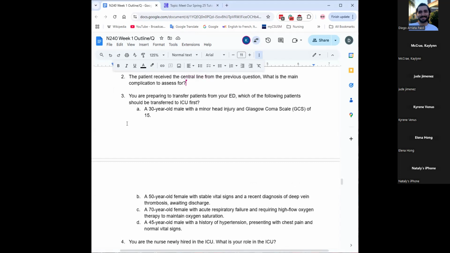Cool beans, guys. So number 3 is an actual question. You're preparing to transfer patients from your ED. Which of the following patients should be transferred to ICU first? Because we love priority questions, right? That delegation and prioritization stuff never went away. It follows you. It's not included in here because it's just a priority question, that's the review. It's the exact same type of stuff.